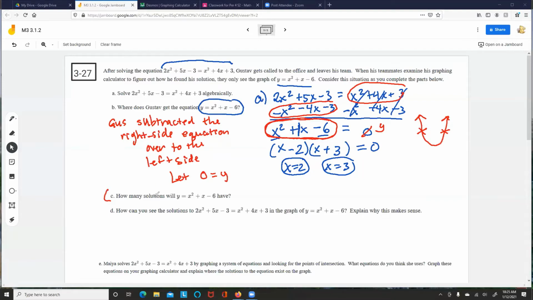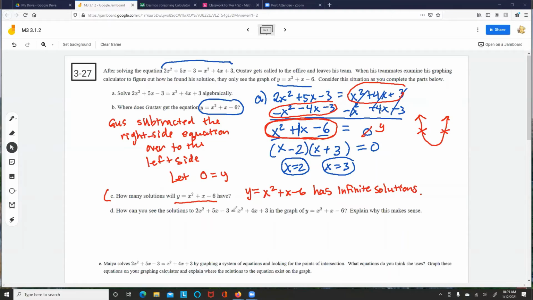So C, how many solutions does this actually have? Does it have 2 or more? From our discussion earlier, how many solutions does this have? Infinite. Right, so y equals x squared plus x minus 6 has infinite solutions because there's an infinite amount of points. So that kind of doesn't help us because we want to narrow down the solutions.